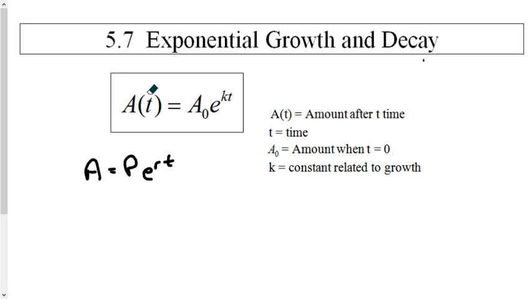This one looks a little more complicated, but it's really just a function written in function notation. We have the function A, and that's like our final amount, A of t. And then A sub 0 means the amount at time 0, the amount when t equals 0. Then we have e to the kt power, right? Well, notice here that the t is the same. And then here we have this k. This is our growth constant, and that's the same as r.